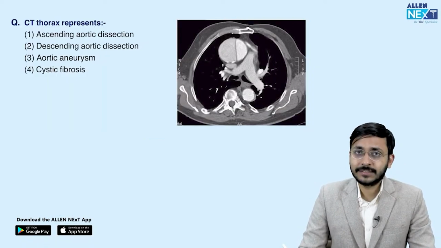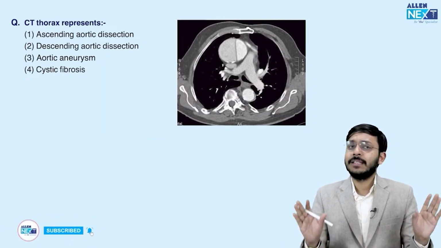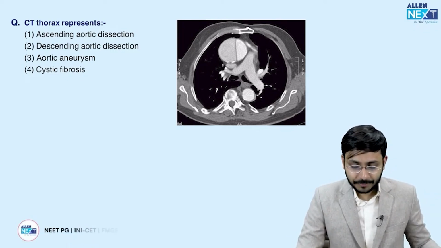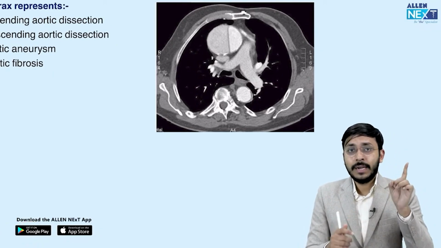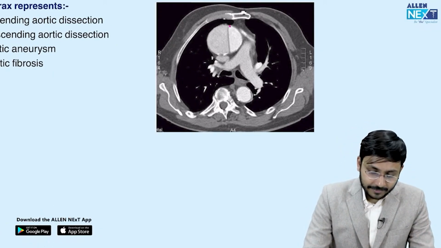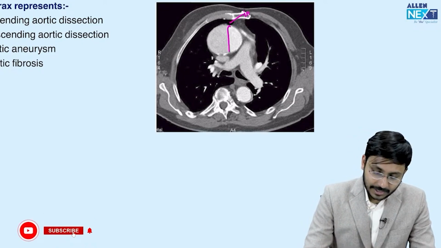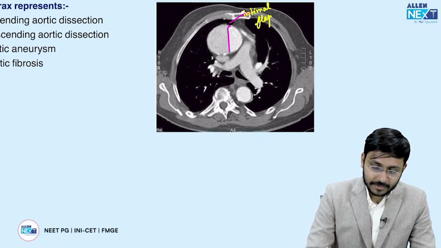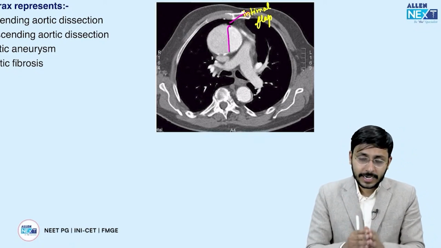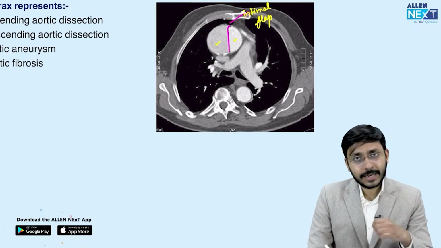The CT thorax represents what? So in this image, no history has been given. It's a direct spotter which has been asked. So here we see that the ascending aorta is dilated, and we see this intimal flap. This is known as an intimal flap, which is dividing this aorta into two lumens. This is one lumen and then this is the second lumen.